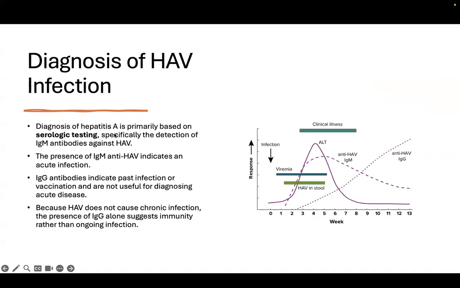So when it comes to diagnosing it, it's quite simple. Most of the time you look at IgM antibodies. If you have IgM, you know that this person has an acute infection. So that's usually how it goes.